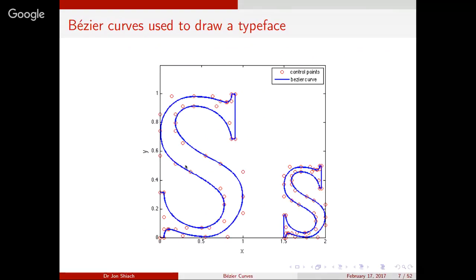What I've also done here is, I haven't had to work out where all the control points are. All I've done is take this S and scale it and translate it. That allows me to resize my font, which is exactly how word processing programs work on a computer. The blue line, by the way, is the Bezier curve, and that's generated from those control points.